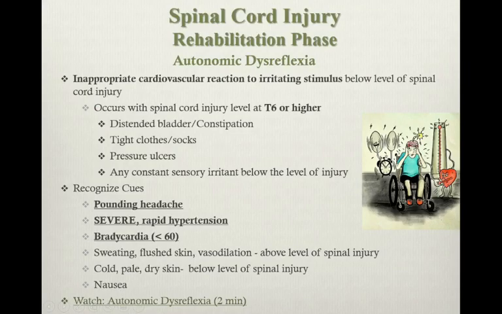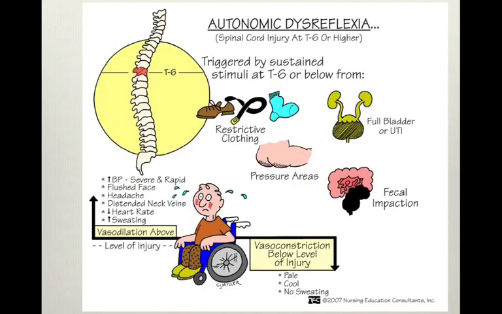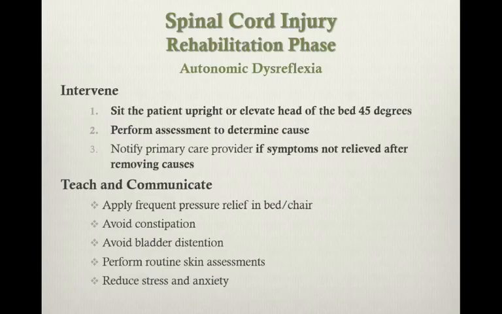So pounding headache, severe hypertension, bradycardia: recognize it as autonomic dysreflexia and treat it. Here's another picture of autonomic dysreflexia. Patients should know that they are prone with any injury above T6. If they've had that injury, they'll know that in the rehab phase they are prone to autonomic dysreflexia, and to recognize those symptoms. When they have these symptoms, they need to go sit themselves upright if they aren't already.